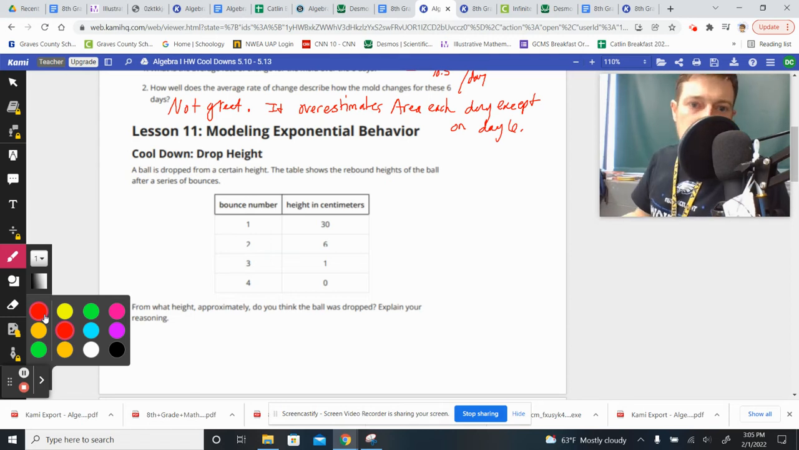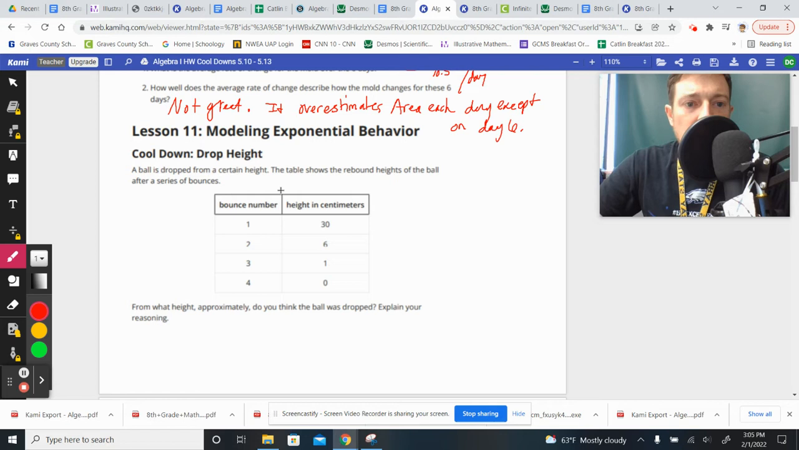We're modeling exponential behavior. We went outside, we dropped some balls out in the hallway, and as we were dropping them, we were measuring their height as they came back up. And this looks like another one of those tables. Every time that it bounces, it comes back up a different height. Notice that this table is leaving out the zero bounce number, so we don't know where it was dropped from. And that's, I believe, what they're wanting us to do and explain how we got that.